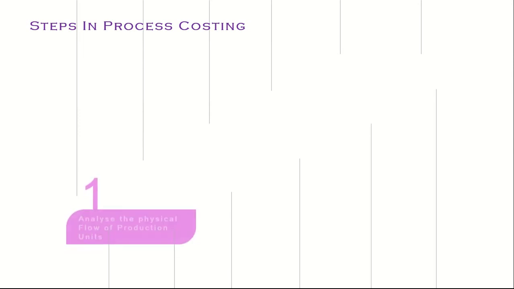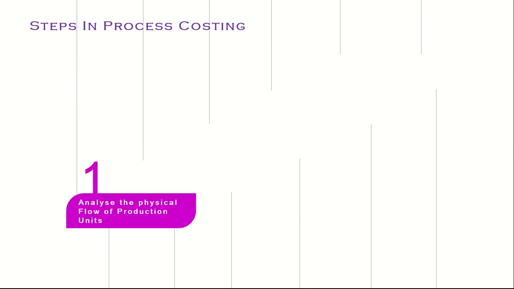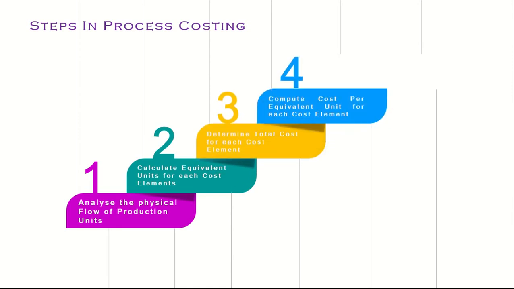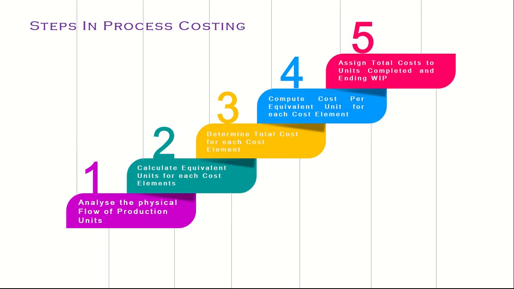Steps in process costing. Step 1. Analyze the physical flow of production units. Step 2. Calculate equivalent units for each cost element. Step 3. Determine total cost for each cost element. Step 4. Compute cost per equivalent unit for each cost element. Step 5. Assign total costs to units completed and ending WIP.